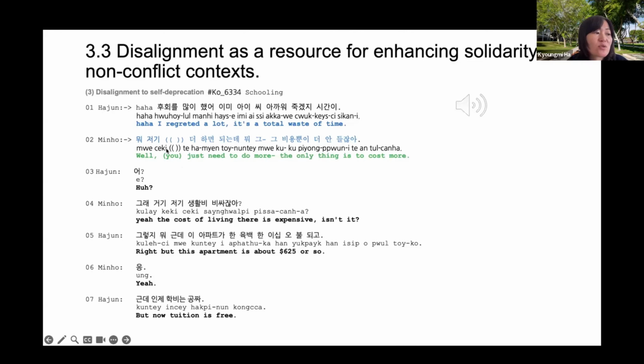So in line 1, Hajun says he regretted so much that he wasted a lot of time navigating his school choice and career choices. And in response to this self-deprecation, Minho immediately disagrees by saying that Hajun only needs to attend this school a little more, and that the only thing needed more is the cost of schooling in line 2. And Minho continues to talk about the expensive cost of living that Hajun pays. In the following turn, Hajun talks about the rent and tuition.